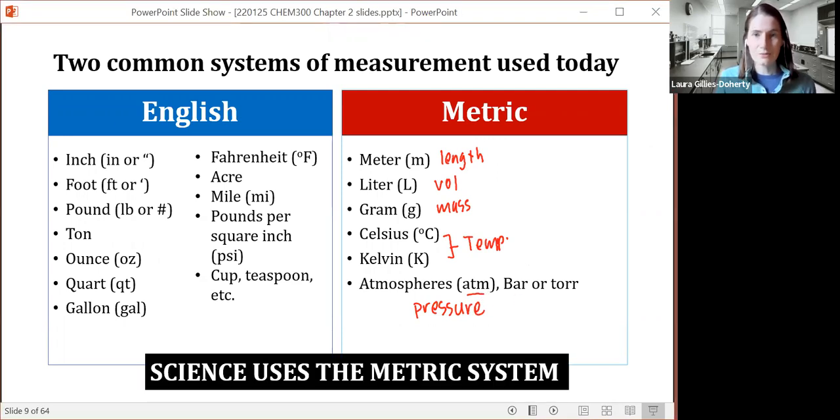In science, we're going to be using the metric system. We'll talk a little bit more about that when we get to the different units of measurement, but I just wanted to introduce these two systems here. You might be most familiar with the English system. In this class, you'll become very familiar with the metric system because it's what's used in science.